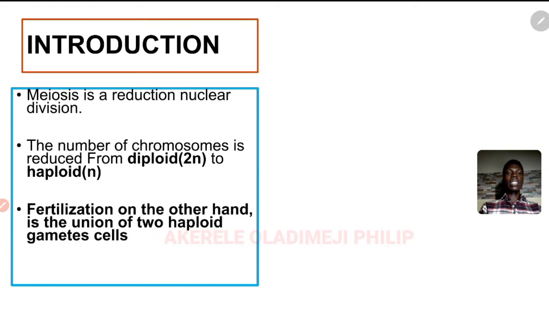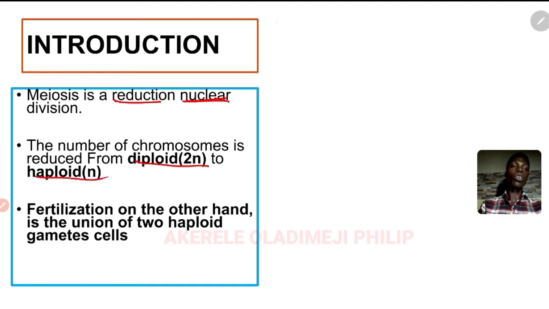Now meiosis is a reduction nuclear division. The key words here are the fact that it's a nuclear division. It is a division that is happening in the nucleus. Or let me put it this way, both mitosis and meiosis are nuclear division. Now it is reduction, meaning that it is going to reduce the number of chromosomes from diploid to haploid. What does that mean?